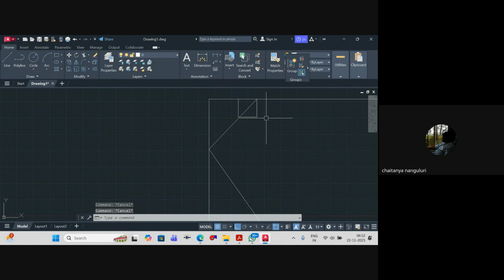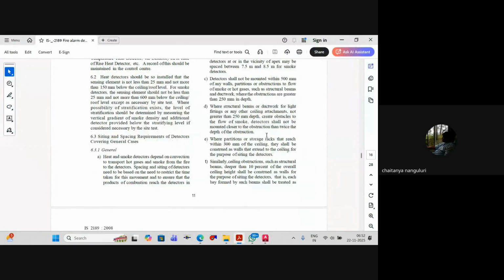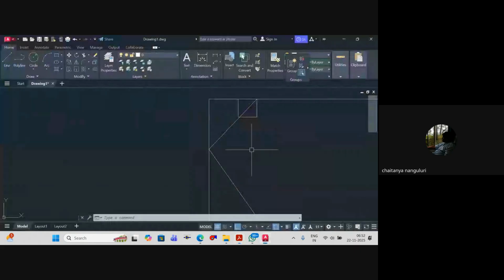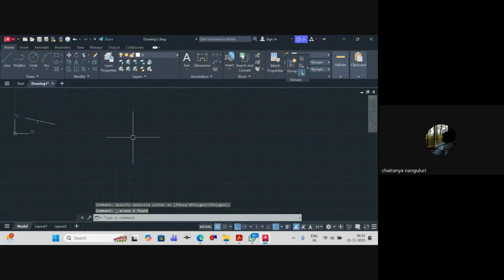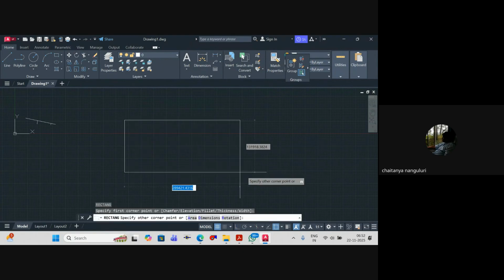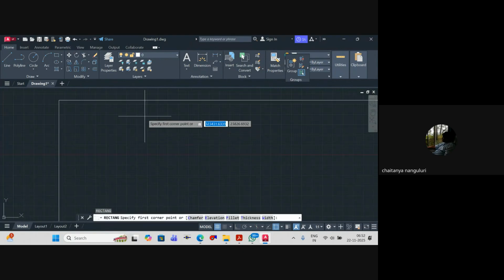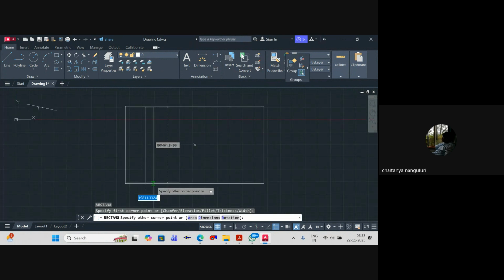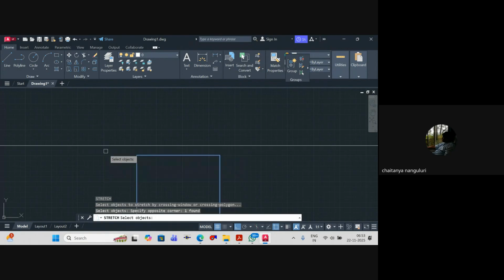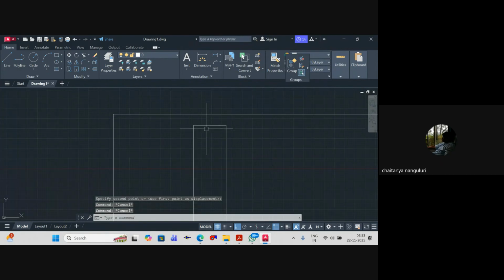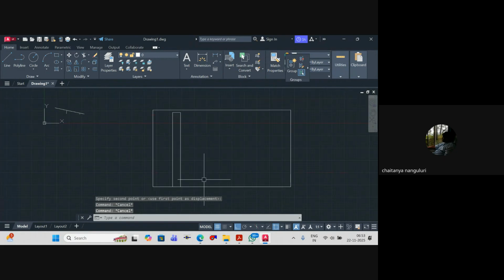Am I clear? Yes. Then coming to the next one: where the partitions or storage racks reach within 300 mm of the ceiling, they shall be considered as walls extending to the ceiling for the purpose of siting of detectors. For example, say you have a warehouse with a rack going up, and the gap from the ceiling is lesser than 300 mm. If there's a fire, do you think the smoke can enter this location easily?